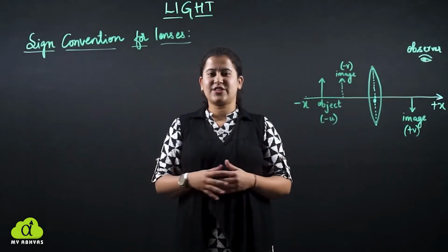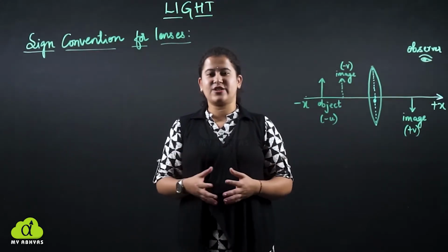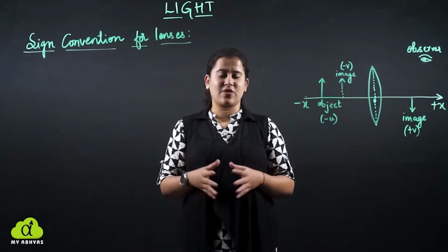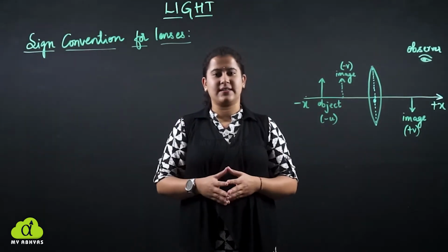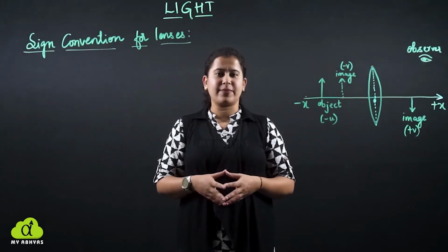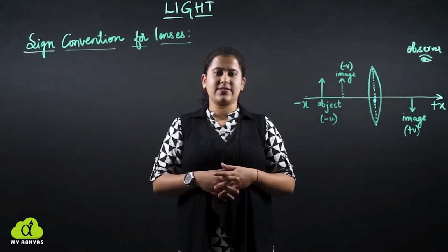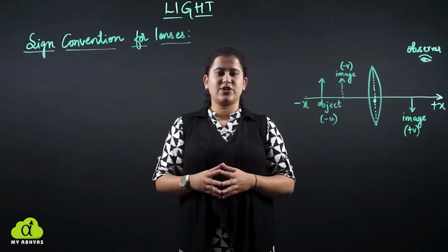So we were discussing the chapter light, and in the last session we discussed the ray diagrams based on lenses, right? How the incident light behaves when it goes through a lens and how the images are formed. So in today's class we will learn the sign convention of lenses.